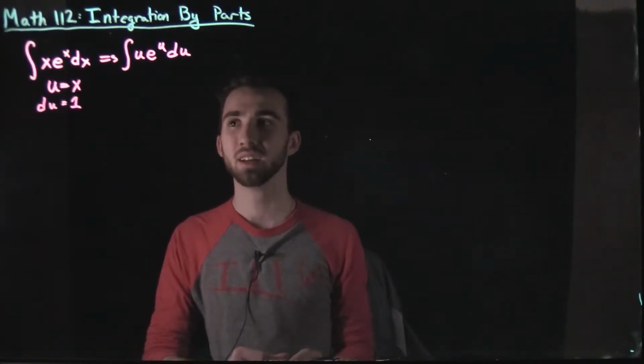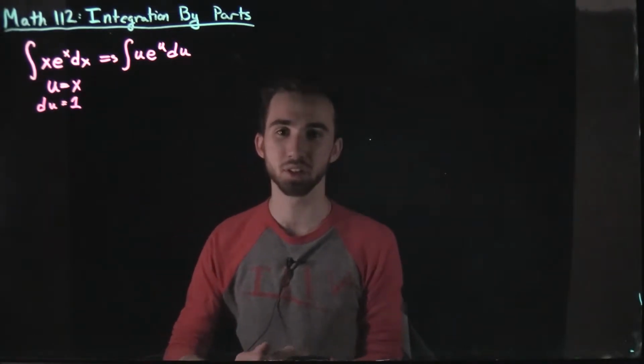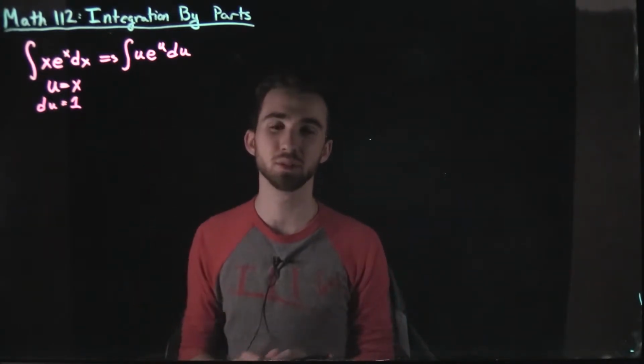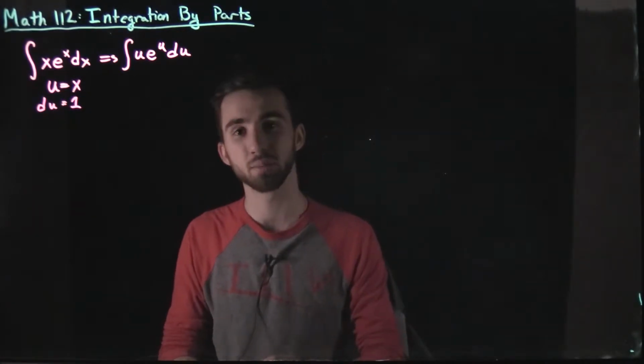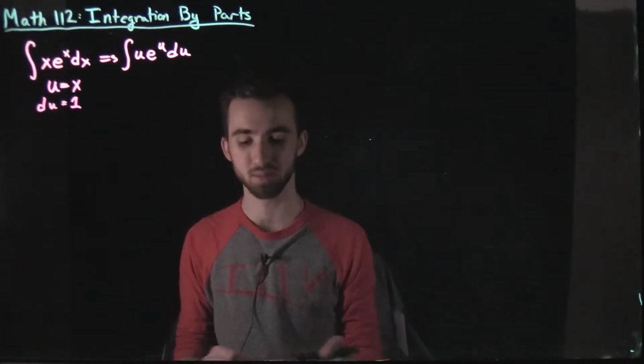And it turns out that there is no clever u substitution for this integral. U subs cannot solve it. So we need a different method. And that's where integration by parts comes in.